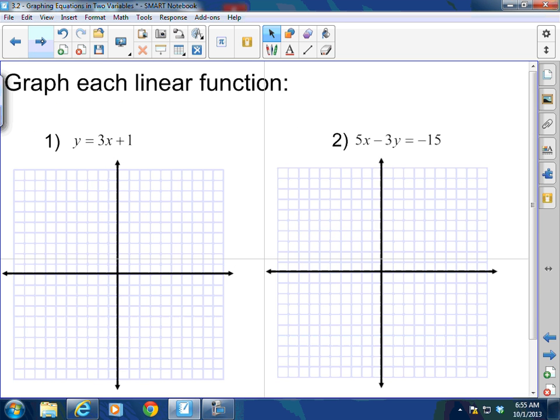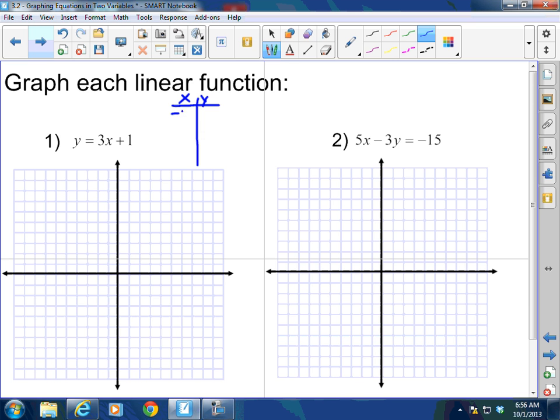All right, let's continue. Graph each linear function. Go ahead and use the two methods that we have today to graph each, depending on how they give it to you and what works. First of all, let's look at number 1, when I have y equals 3x plus 1. All right, y has already been solved for, so let's go ahead and make a little table.